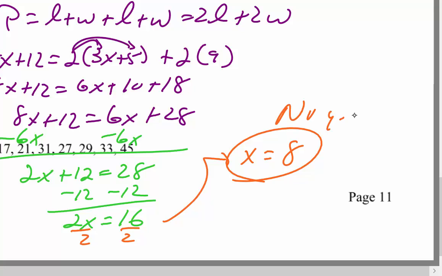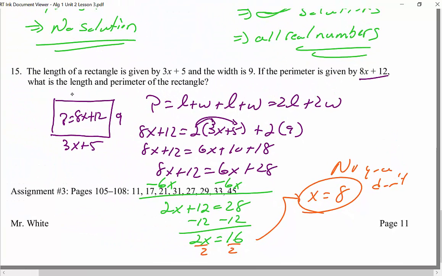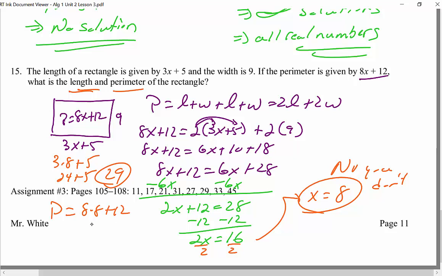No, you don't. That was not the question. The question is, what is the length and perimeter of the rectangle? You just found out that x is 8. To find the length, you have to plug in 8 for x in the length. 3 times 8 is 24. 24 plus 5 is 29. So the length is 29. What's the perimeter? Well, you got to plug in the value of x. 8 times 8 plus 12. 8 times 8 is 64 plus 12. That's 76. Those are the answers.